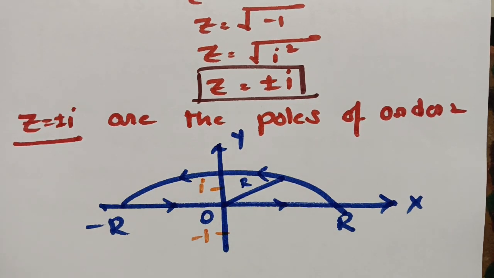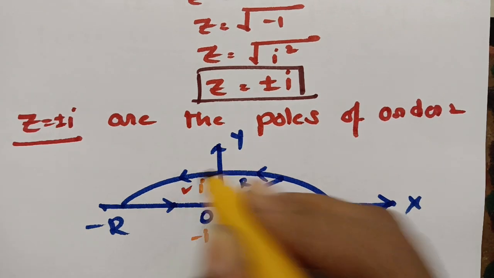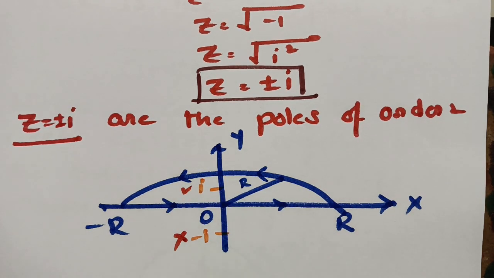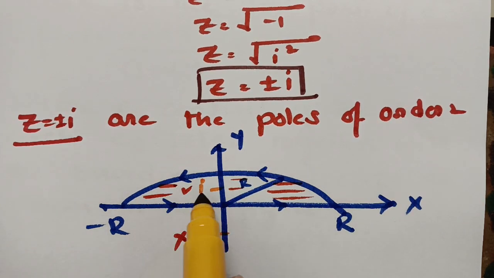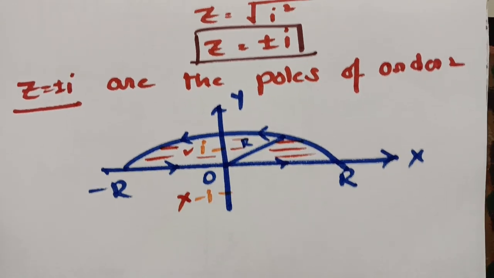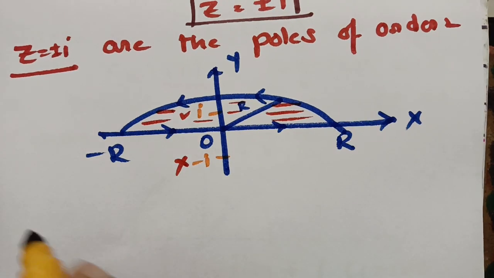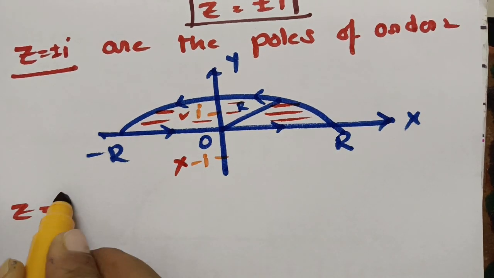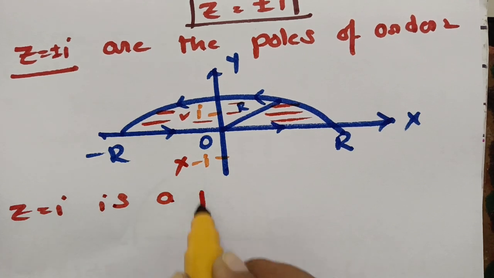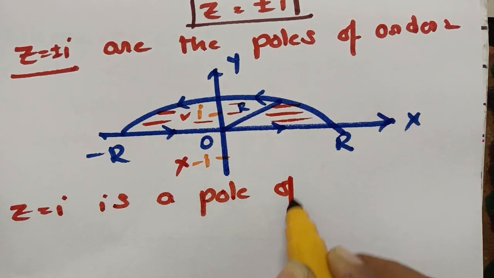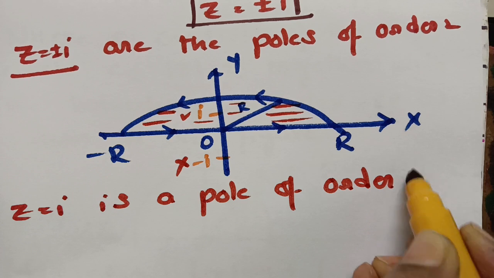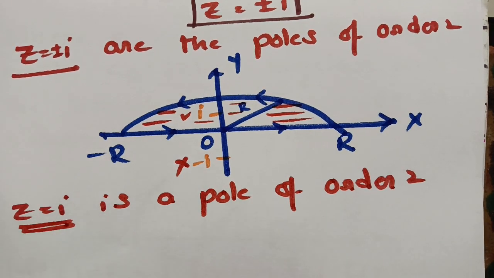So it is very clear that i is inside the given contour and this is outside the given contour. So within the contour only we have to find the residues and apply the residue theorem. Here it is very clear that z = i is a pole of order 2. Now we have to find the residue for this.